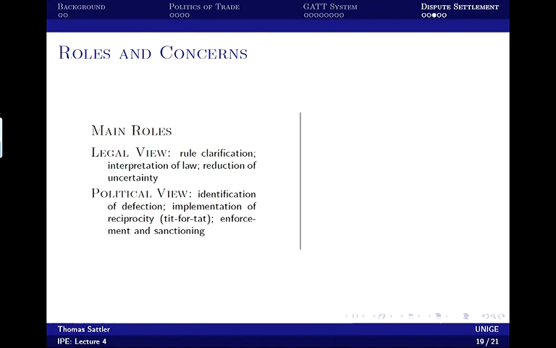But often it's actually much more political, as I just showed you in the cotton case. It's about we want to identify defections. We want to find out who's a violator of the rule, and then we want to implement reciprocity. So the authorization of retaliation by the WTO panel for Brazil, that's nothing else than tit for tat, right? So it's a practical application of the idea of tit for tat and reciprocity in international relations theory to trade relations.